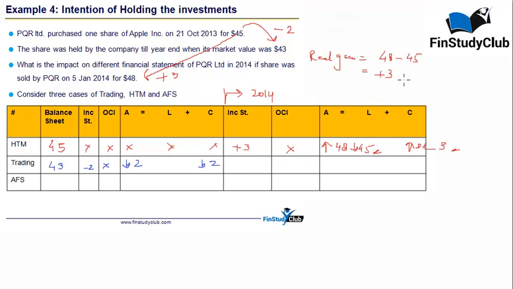Now, out of the total gain of 3, you had booked a loss. So, cumulatively, now you will have to book a profit of 5. So here is your 5, no OCI, your cash going up by 48, your investments going down by the previous recorded value 43, your P&L going up by 5.